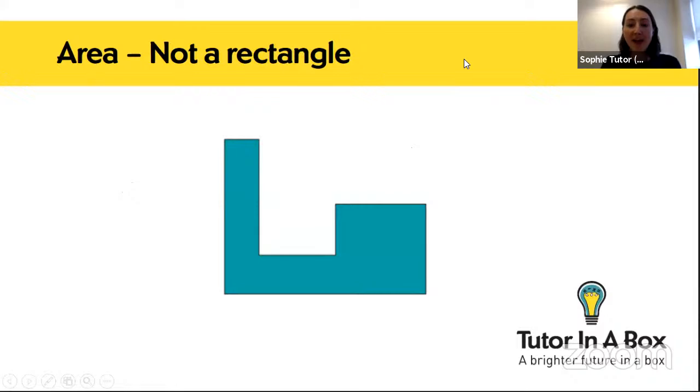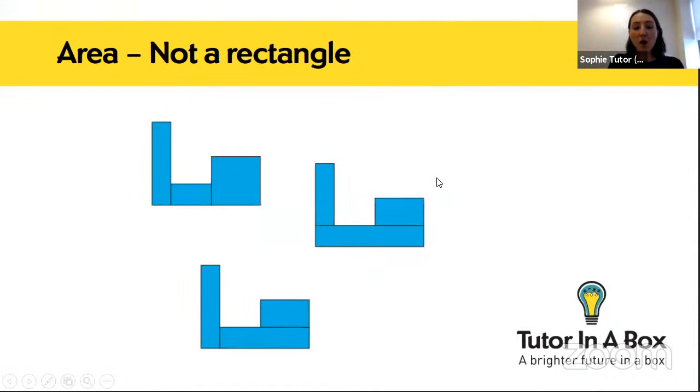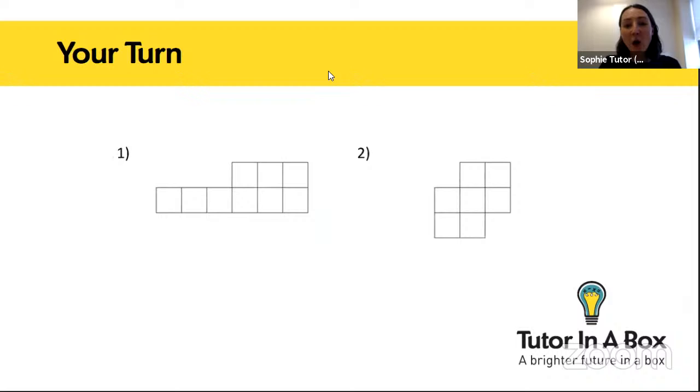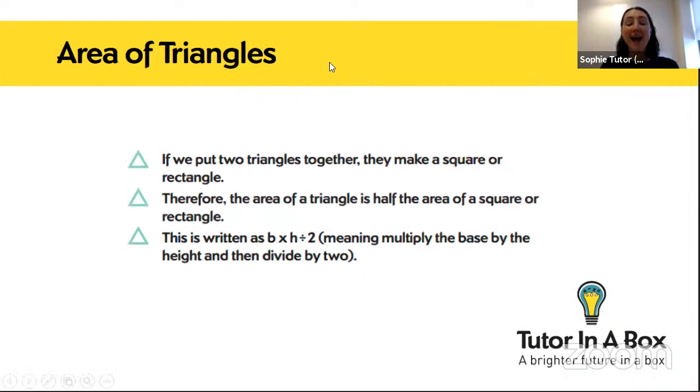So for example, if it's a shape that looks like this, we could break it down into shapes that look like this, and then we could work out the area of each shape individually and then add them all together. We then said the area of a triangle was half the area of a square or rectangle. So we said we could do this by doing our base times height divided by 2. So to get the area of a triangle, we just worked out the area of the square, and then we divided it by 2, put it in half.